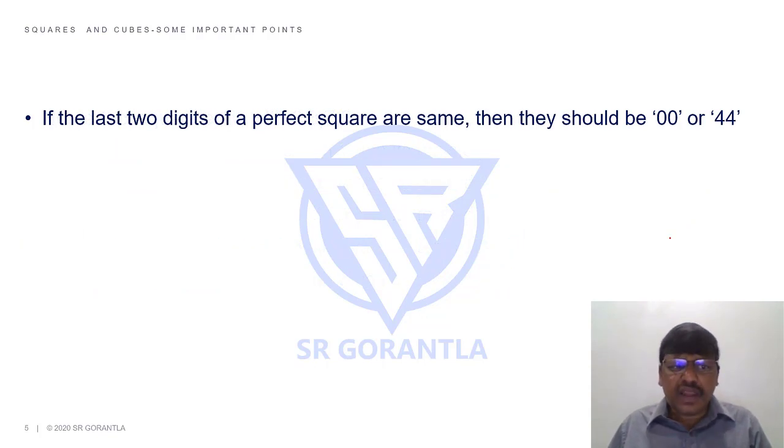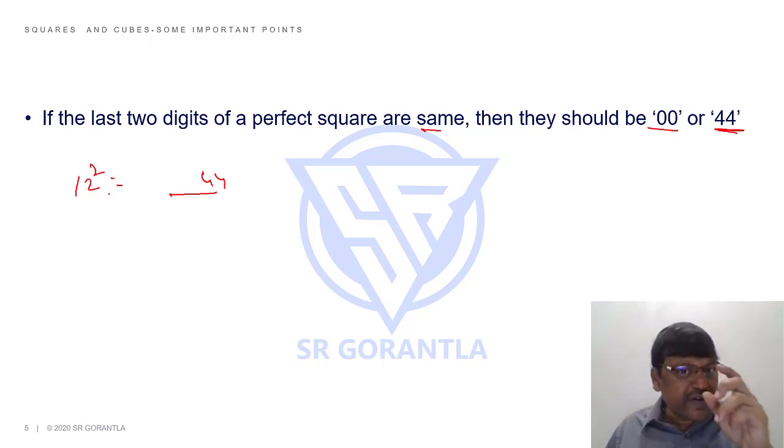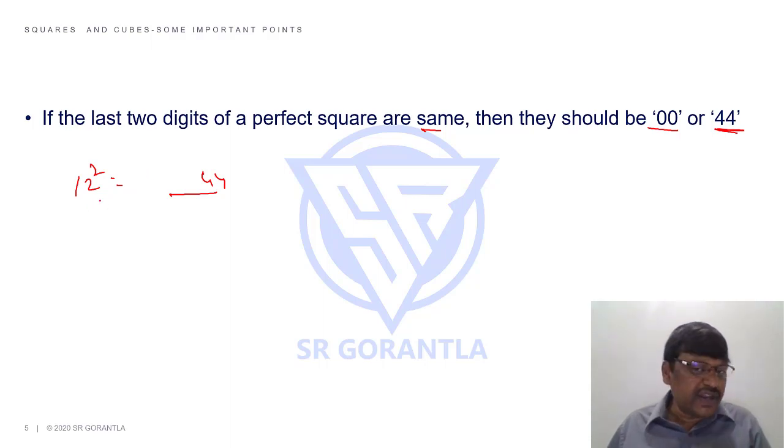I said, if the last two digits of a perfect square are the same, what should they be? They should be either 0, 0 or 4, 4. Can you tell me, students, what are the numbers whose squares end with 4, 4? 12 squared. Then what else? If you go back to the first squares video, you take 50 as a reference or 100 as a reference. 12 less than 50 is 38. What is 38 squared? 25 minus 12 is 13, so 1300, plus 12 squared, 144, gives 1444.